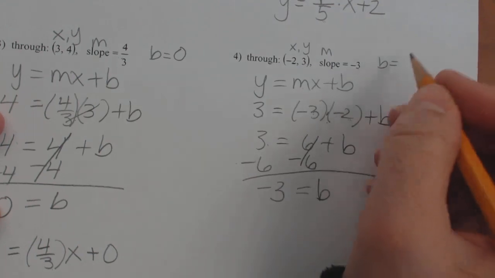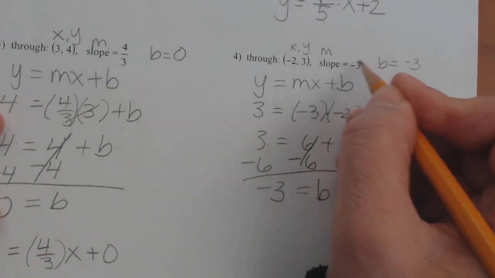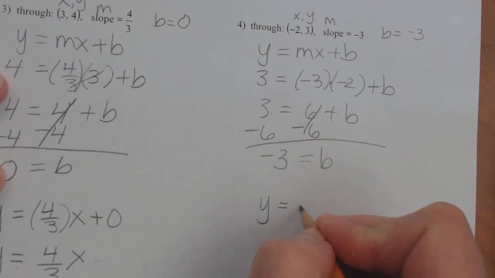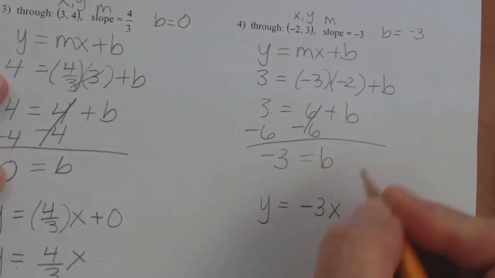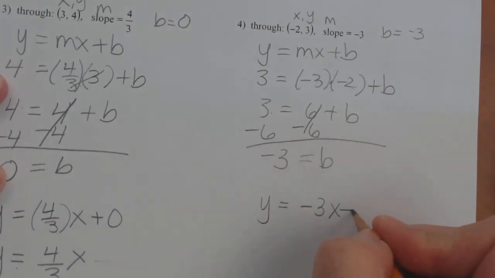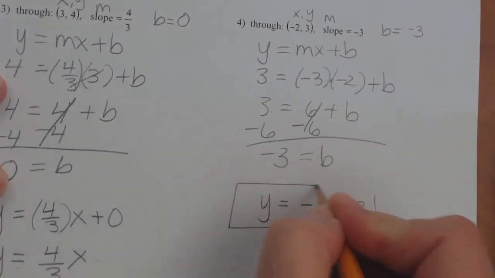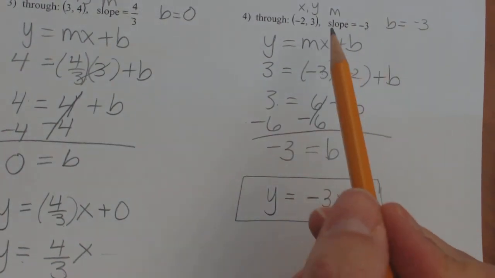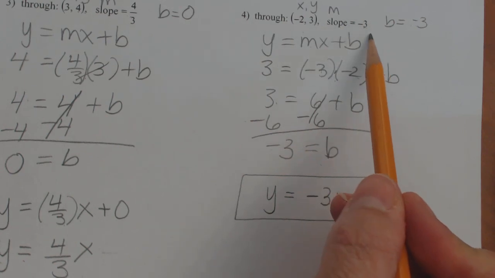We're not done yet because our b is -3, so we have m and b. So let's actually write our equation. y equals -3x, and then b is going to be a minus, so -3. So here we go. This has been writing an equation of a line given a point and slope.